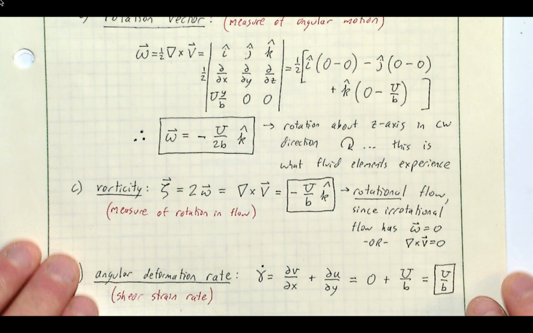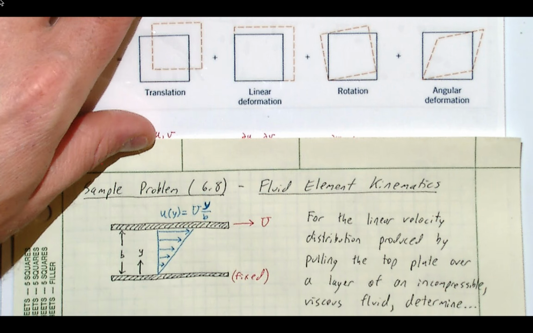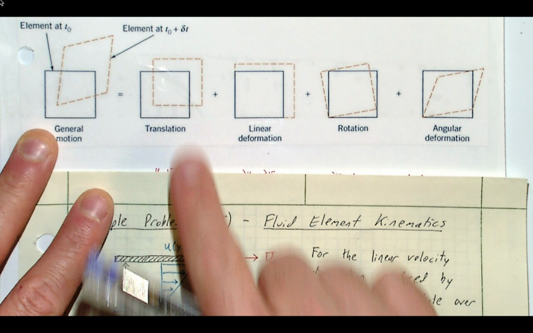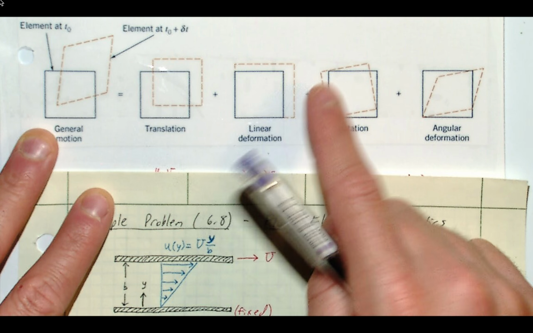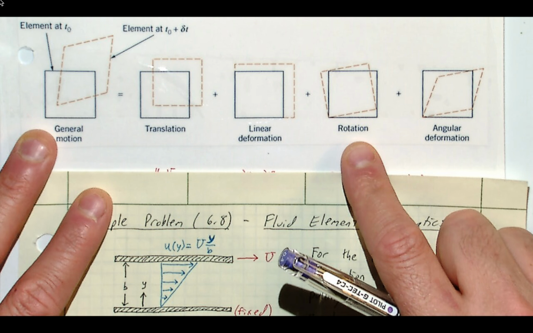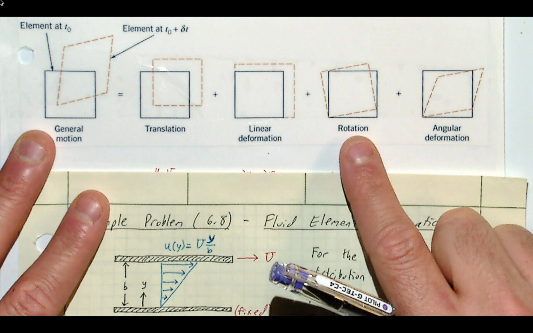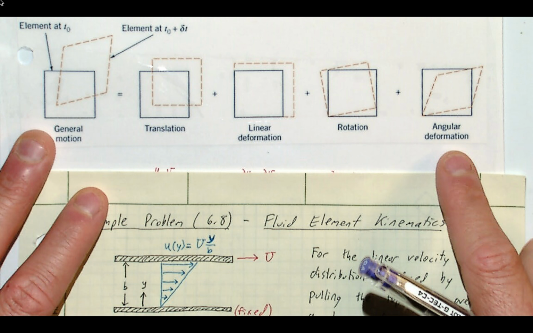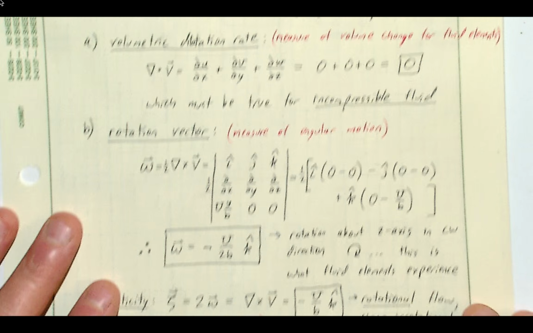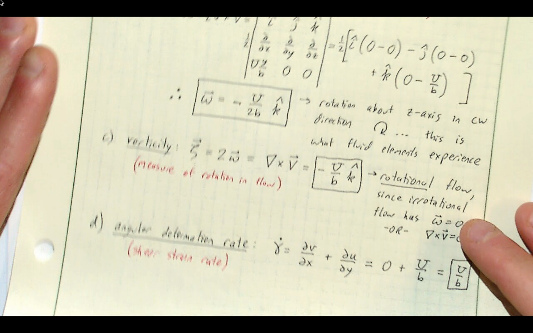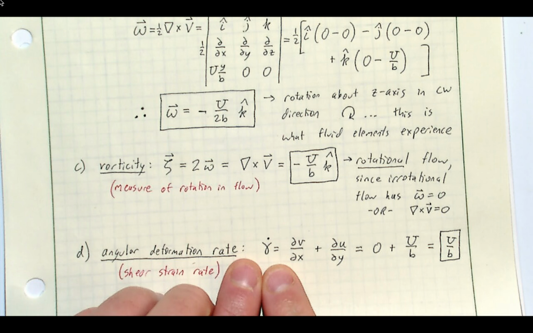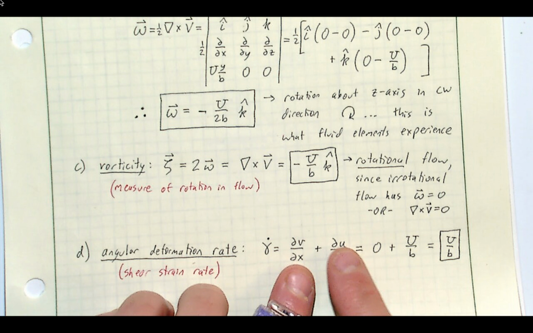All right, and so now we've talked about, well, our problem statement tells us about the velocity vector, the translation of our fluid elements. Our volumetric dilatation rate tells us about the linear deformation. The rotation vector and vorticity tell us about the rotation of a fluid element. Let's now talk about the angular deformation. And that comes from the shear strain rate, right? So the shear strain rate in 2D is the rate of shear straining. It's just dv/dx plus du/dy.